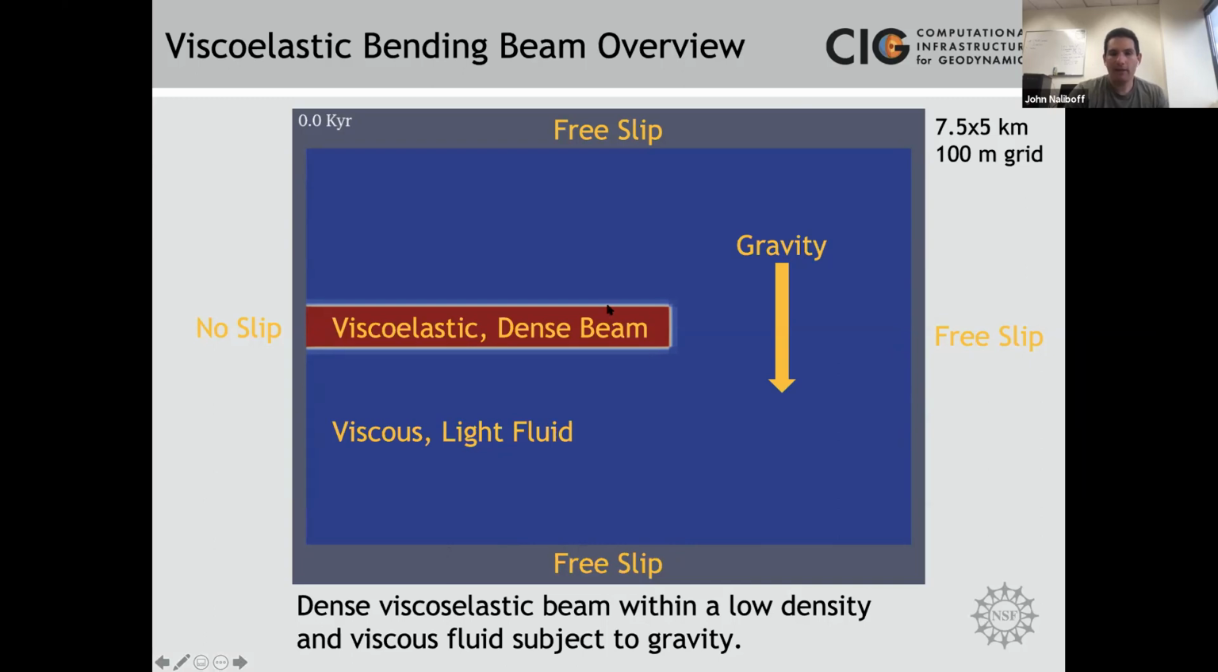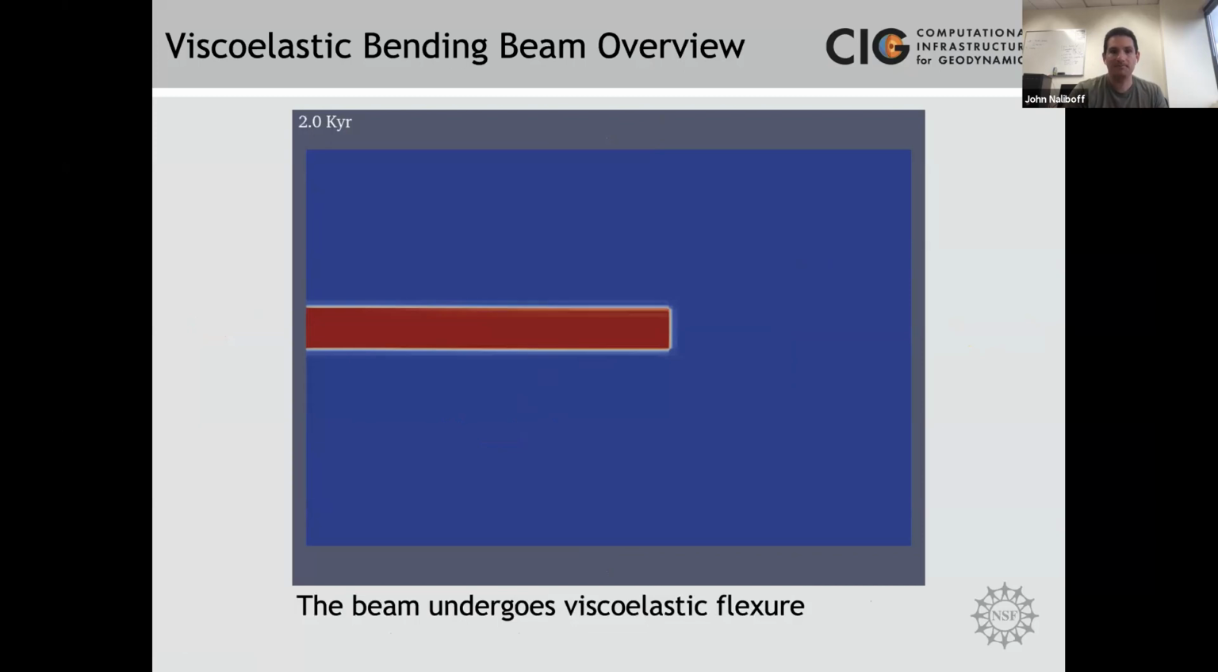And what you have then is two different materials. One is a viscoelastic dense beam. It has a higher viscosity than the surrounding fluid, it has a higher density, and it has a lower shear modulus. And so what that means is that if you turn on gravity, this beam is going to start to bend. And then as it bends, viscoelastic stresses are going to accumulate.